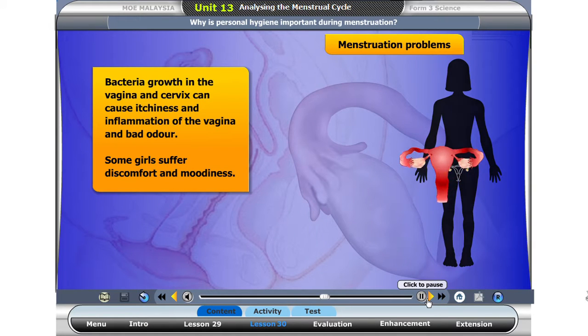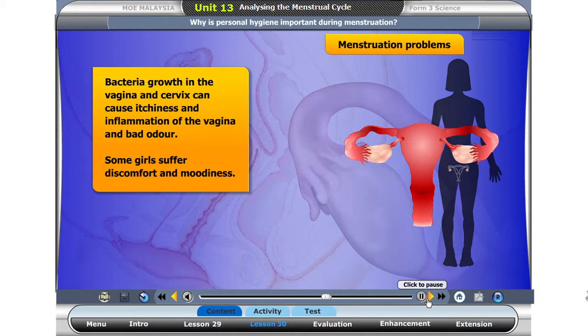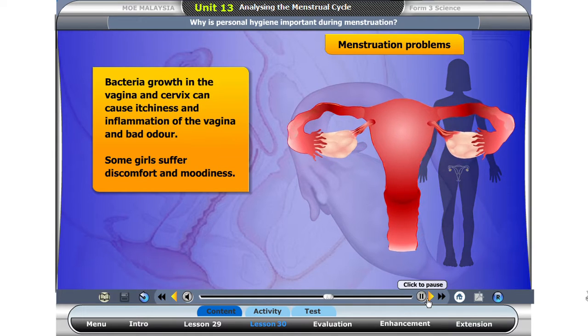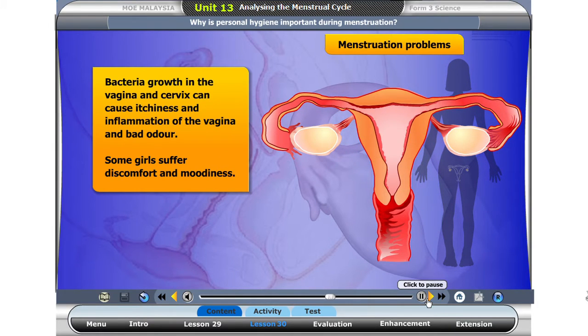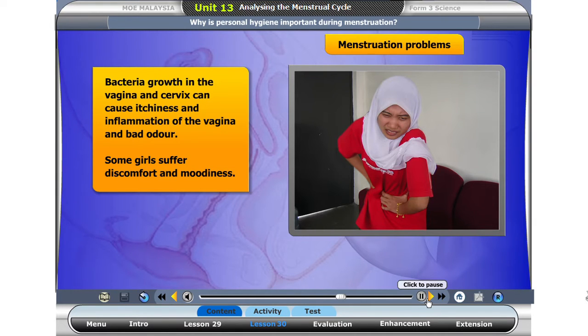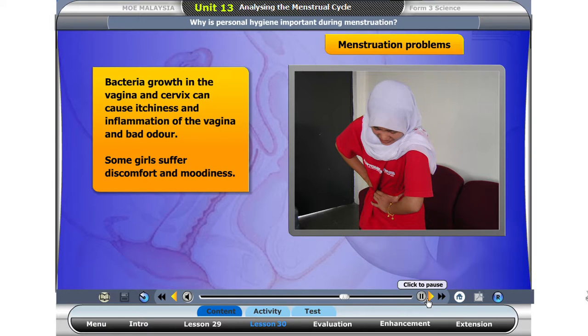During menstruation, there may be a lot of bacteria growing in the vagina and cervix. If girls going through menstruation do not keep themselves clean, they may suffer itchiness and inflammation of the vagina. The vaginal area may give out bad odor. At the same time, some girls may suffer discomfort or moodiness during menstruation. They may not feel like doing anything or participating in sports and other activities.